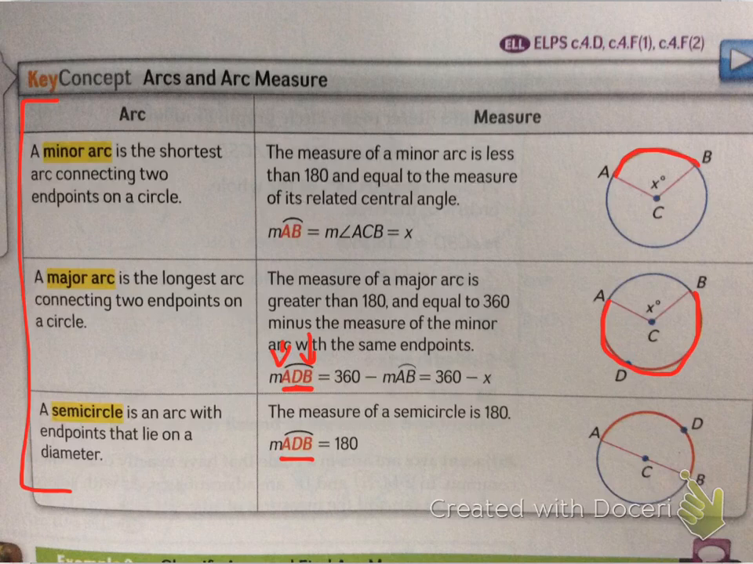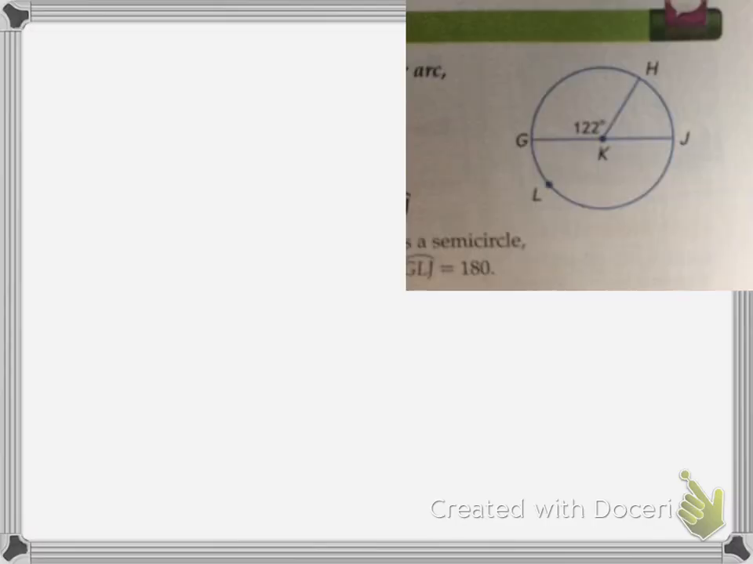Now, if you knew the minor arc, you can subtract it from 360 to get the major arc and go from there. And keep in mind that all semicircles are 180 degrees. So if I gave you something like this and told you, hey, find me some things here. Okay, so tell me, what is arc GH? Is it a major, a minor, or a semicircle? If you said it's a minor arc, you would be correct.